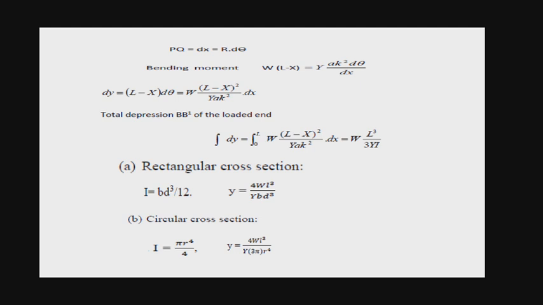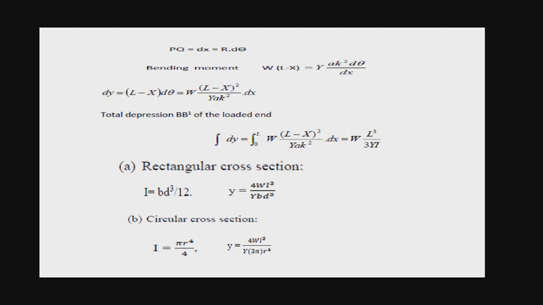integrate dy, which is equal to integration 0 to L of w into (L minus x) whole square divided by Y a k square into dx, that is equal to w L cube divided by 3YI. So, here a k square is I, Y into a k square, I is equal to a k square, so 3YI. So, here you have to derive for two cases.